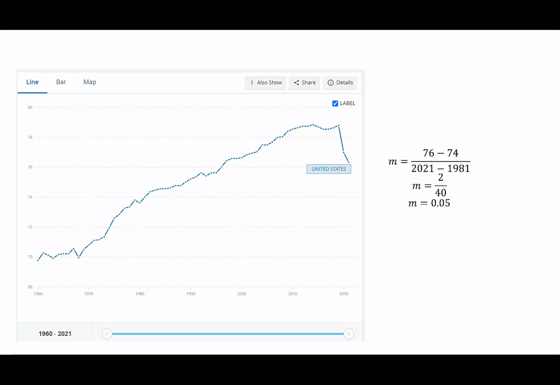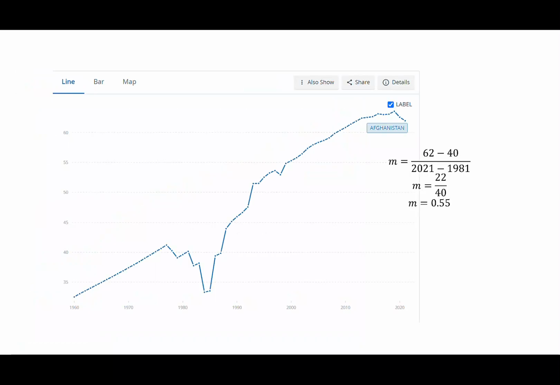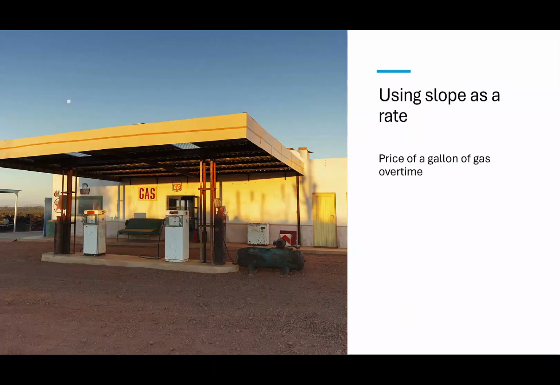This says we didn't see a big difference in life expectancy in the United States, but there was a much bigger change in life expectancy in Afghanistan. We can also use slope to talk about a rate of change. We all know the price of a gallon of gas has increased, but let's look at that over time.